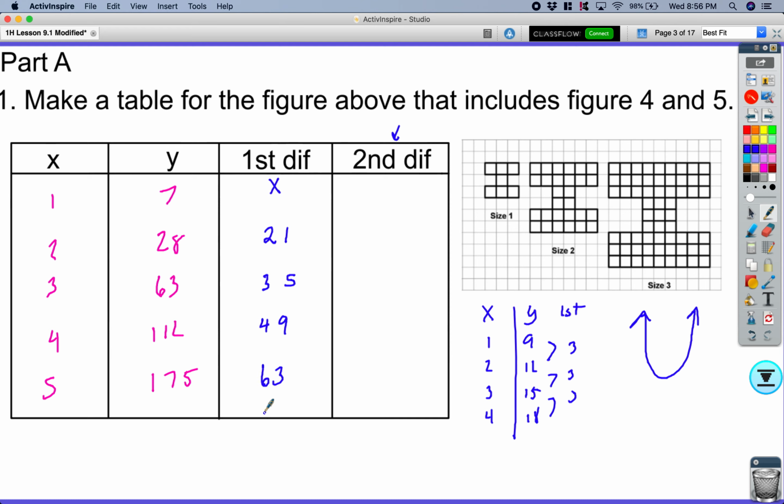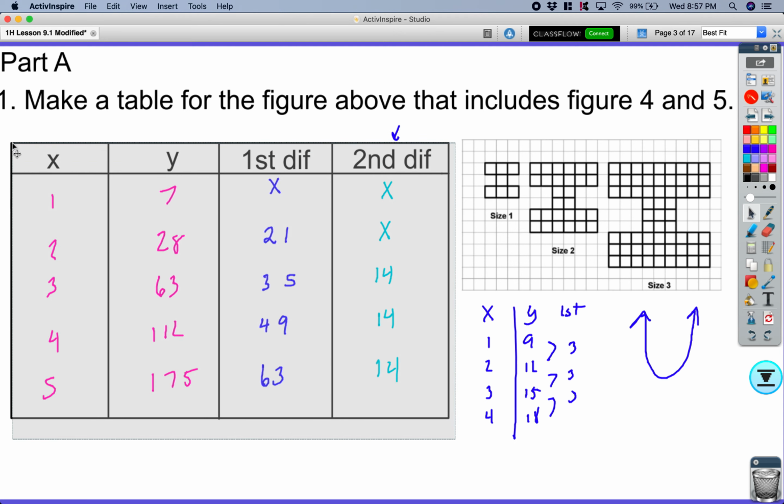So when I look at this, I know it's not a linear value because my first differences are not the same. So then what I'm going to do is go ahead now and look at my second difference. So I'm going to put an X on my first 2 spots because I can't find the differences there. But the difference from 21 to 35 is 14. 35 to 49 is 14, and 49 to 63 is also 14. As you can tell, all of these values are exactly the same. So that's how you can tell it is a quadratic equation.